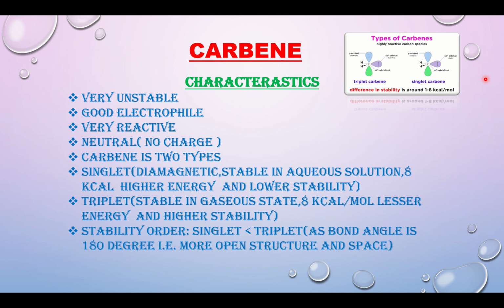In singlet, it is diamagnetic and stable in aqueous solution, with 8 kilocalorie per mole higher energy and lower stability. Triplet is stable in the gaseous state, with 8 kilocalorie per mole lesser energy and higher stability. Stability order: singlet is less stable than triplet. Here in the characterization part, the bond angle is 180 degrees, that is a more open structure and space. So these are the things that I want to share with you guys.